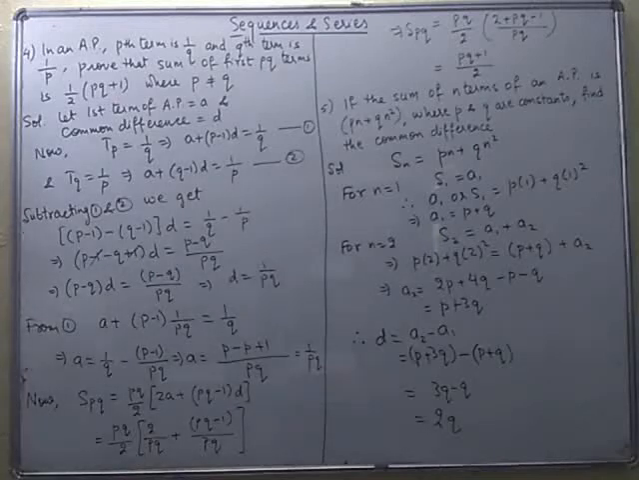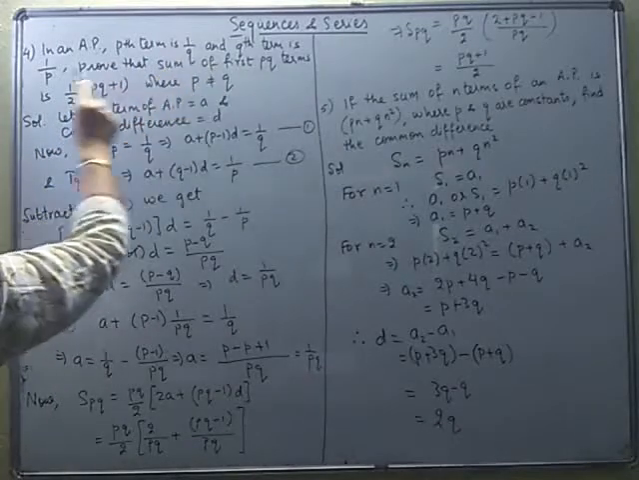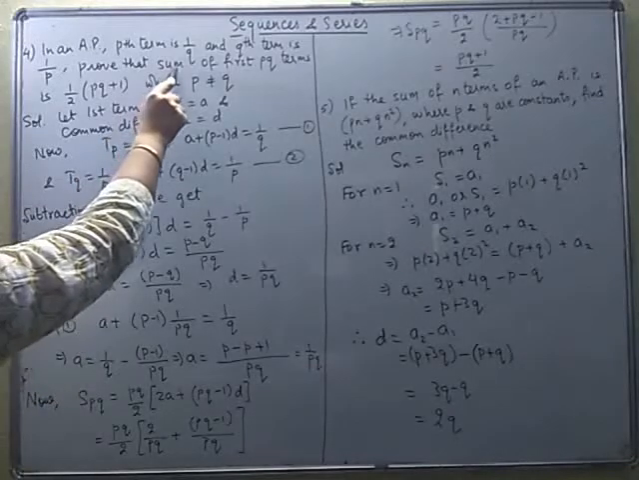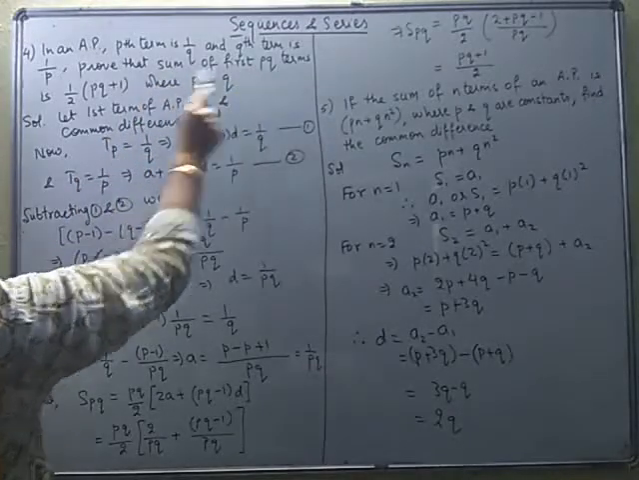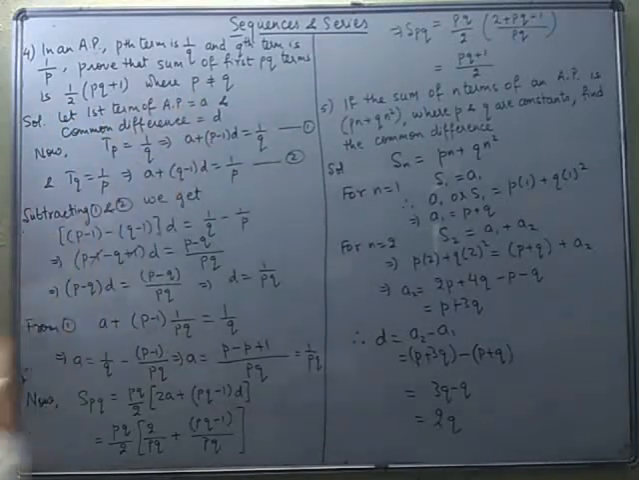Children, taking quickly two more questions. See, the fourth one says in an AP, the pth term is 1 by q and the qth term is 1 by p. Now, using these two conditions, you have to prove that the sum of first pq terms is half of pq plus 1. And over here, p is not equal to q.